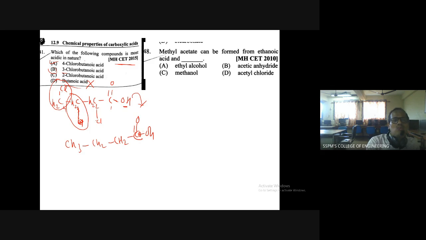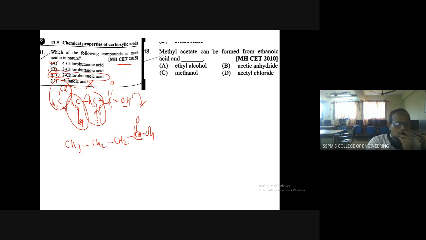Okay, but if you look at compound number C, the chlorine position is second. So here chlorine is closest to the carbon, or closest to the hydrogen or proton. मग ह्याचा पुलिंग इफेक्ट जो आहे तो जास्त कुठे आहे, ह्या कंपाऊंड मध्ये आहे, कंपाऊंड नंबर सी मध्ये, बिकॉज क्लोरीन इज क्लोजर टू द कार्बोनिल कार्बन as well as to the OH. Okay, so definitely the answer is 2-chlorobutanoic acid.